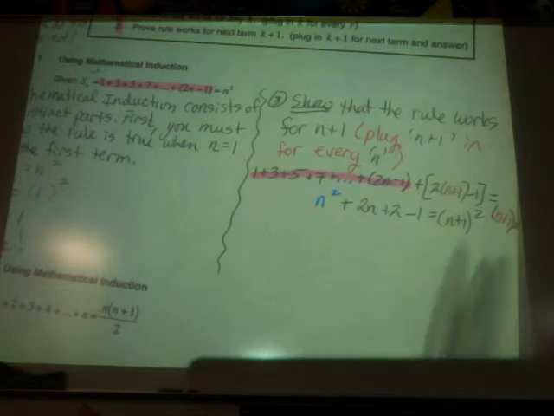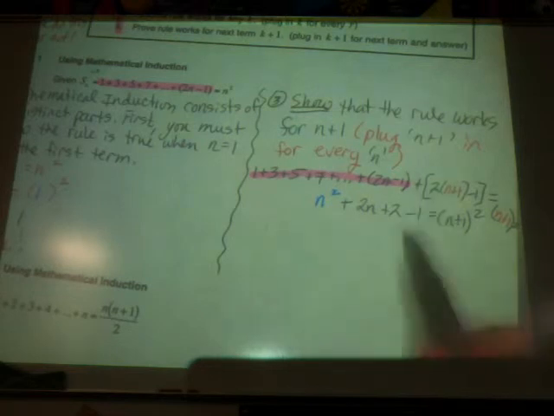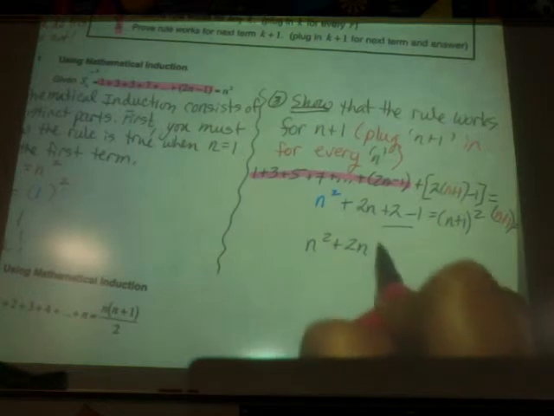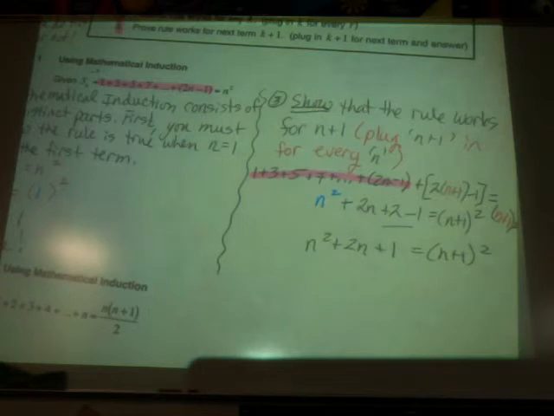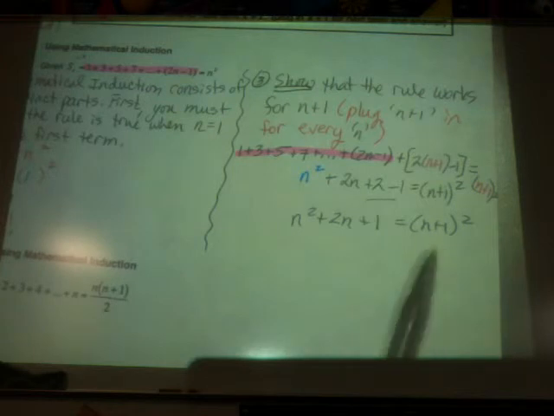So what I can do is either multiply this out, or I can combine like terms here and factor it so it looks like this. So I'm going to choose to hold off on this for a minute. Let's go ahead and collect like terms. So these can collect, and I've got n squared plus 2n plus 1 equals n plus 1 squared. Now here's where my choice occurs. I can factor this to see if it looks like that, or I can FOIL this.